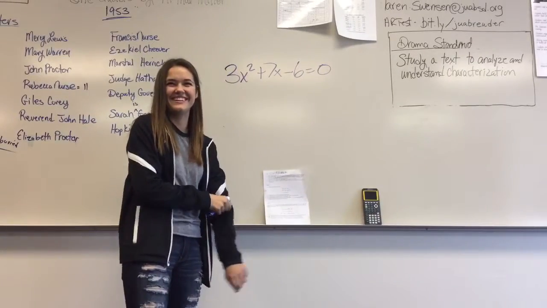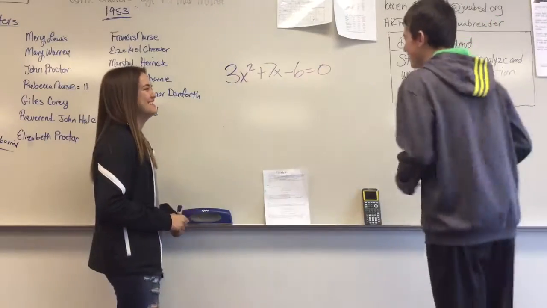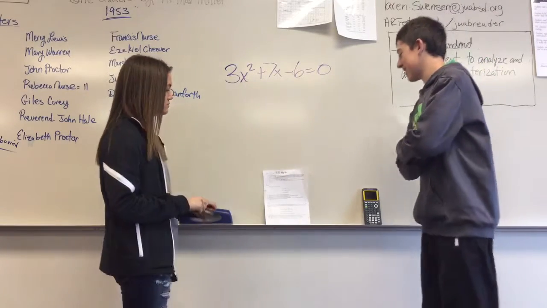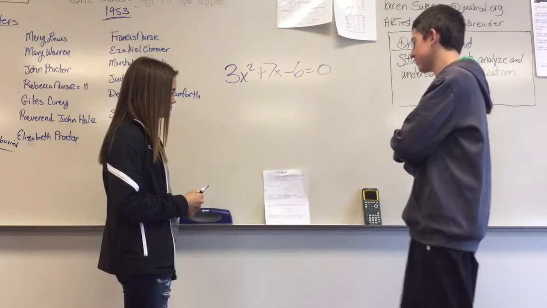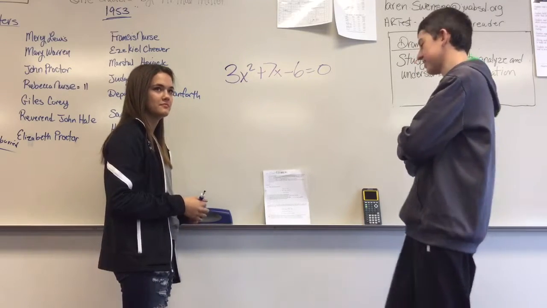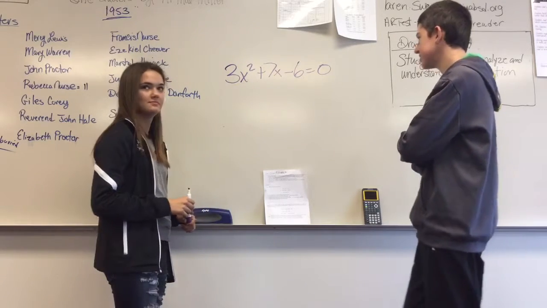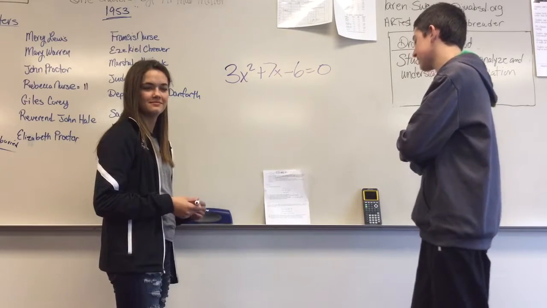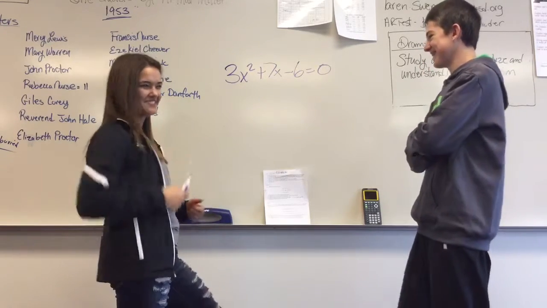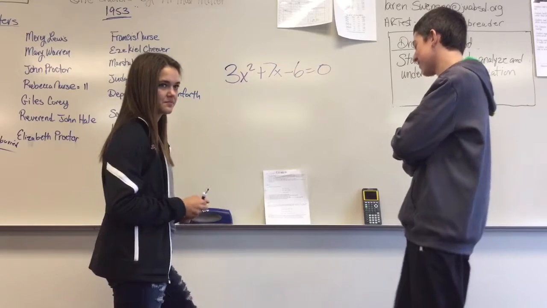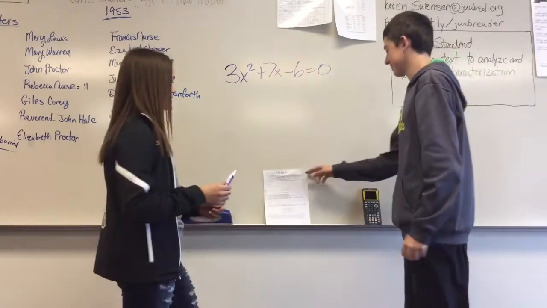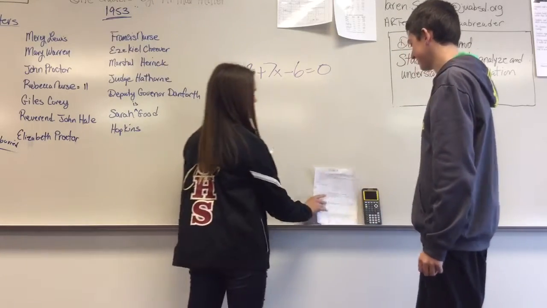Okay, so we chose 3x squared plus 7x minus 6 equals 0. And we have to demonstrate how to write the equation into factor form, how to verify your solution using your calculator, demonstrate how to find the solutions, and explain the relationships between the solutions and the graph, and explain uses for the equations in factor form. Okay, so we're going to factor this equation.